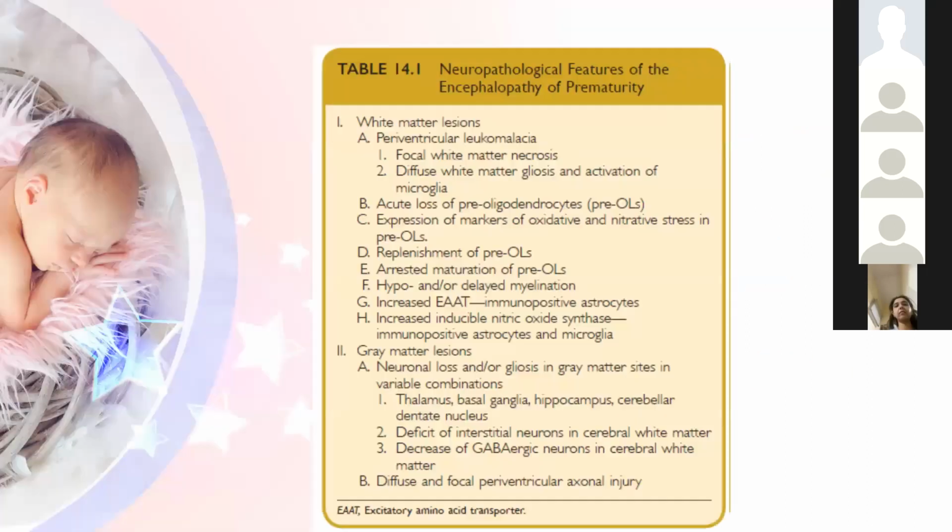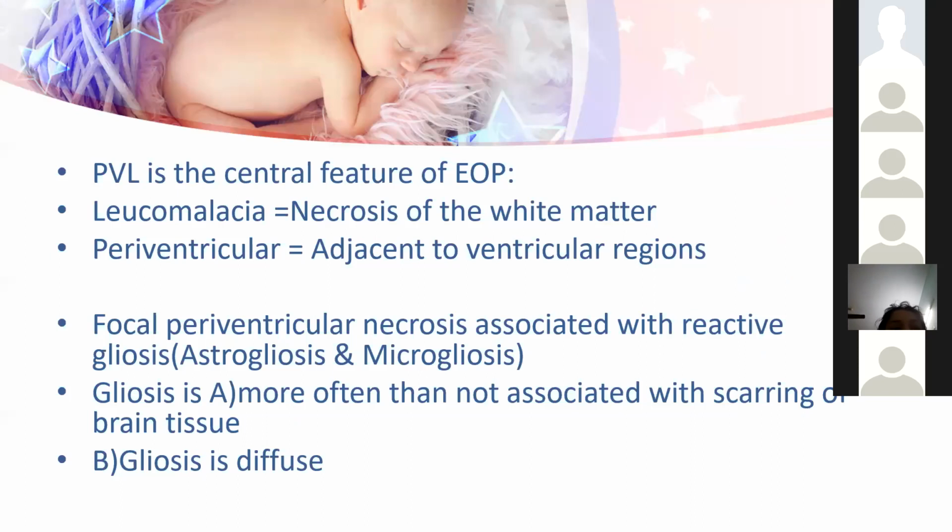Then the next table I have taken from Volpe. It has enlisted all the lesions which come under encephalopathy of prematurity. We don't need to dwell too much into this. We just need to know that a prototype example of white matter lesion will be PVL. A prototype example of gray matter lesion will be what I just mentioned. So like I mentioned, the next objective was we'll be speaking about PVL.